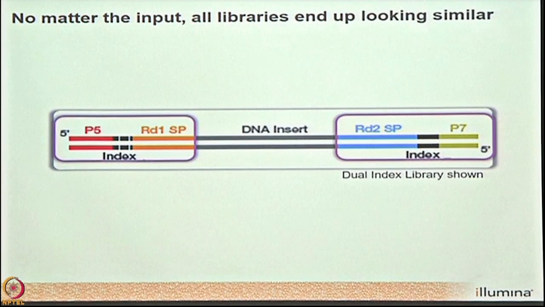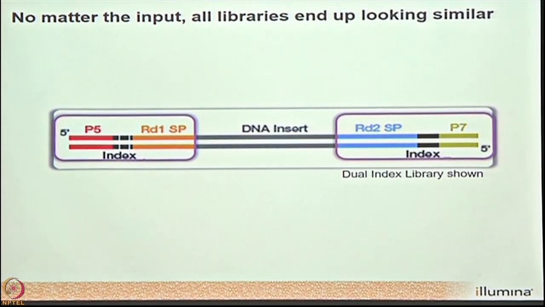So this is how the library looks like, finally. It will contain a DNA insert which you wish to sequence in the middle. Now you can see there are two regions, RD1 and RD2, and these are essentially the adapters. We have two kinds of adapters, P5 and P7. All right, is it clear? I'll tell you the function of all of these. This is the unknown sequence. Here you can see there are two regions. Here our read-1 sequencing primer will bind. So this is called the read-1 sequencing primer binding site.